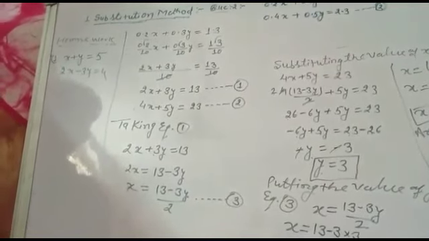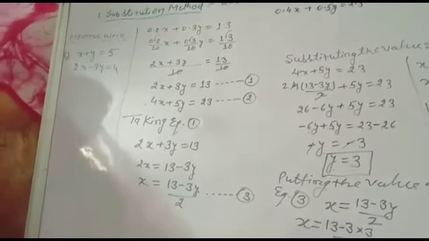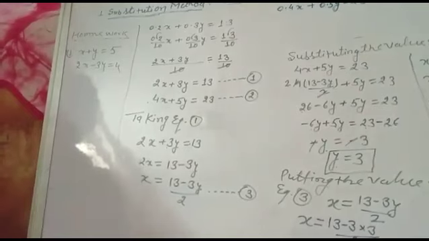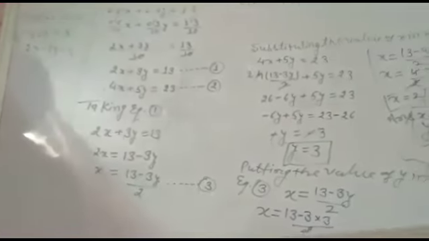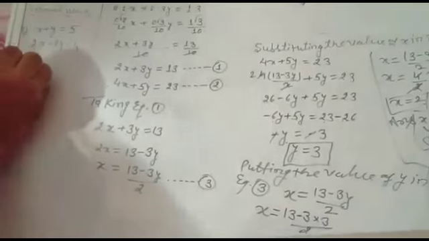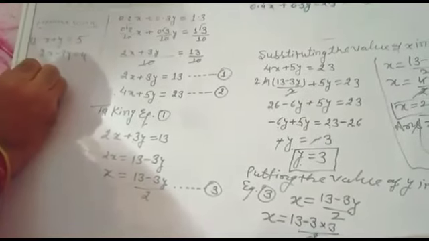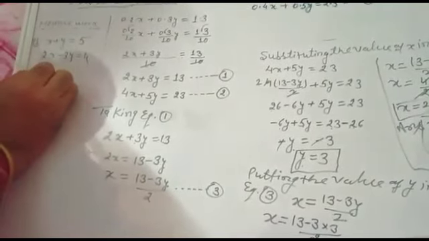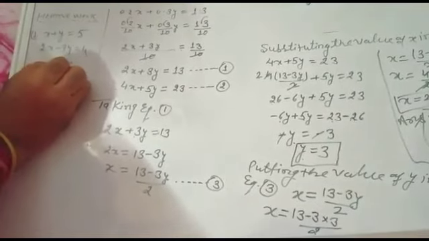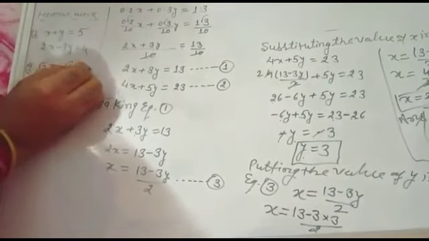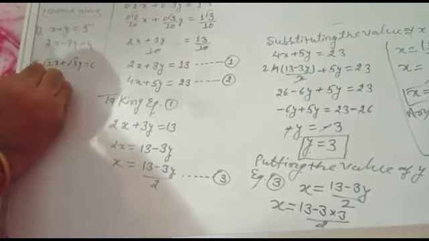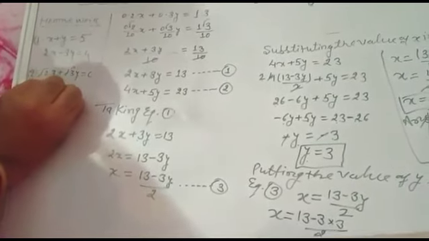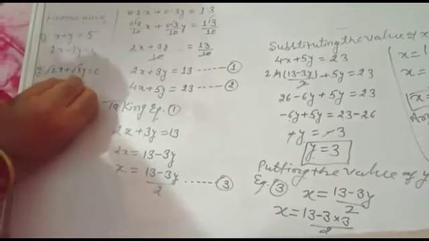Second question is root 2 x plus root 3 y equals 0, and the second equation is root 3 x minus root 8 y equals 0.